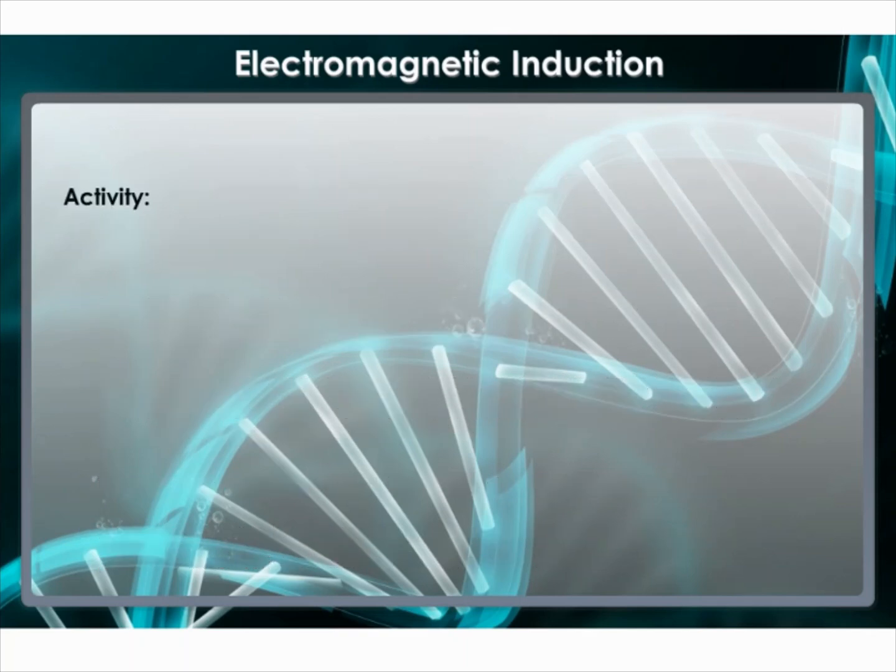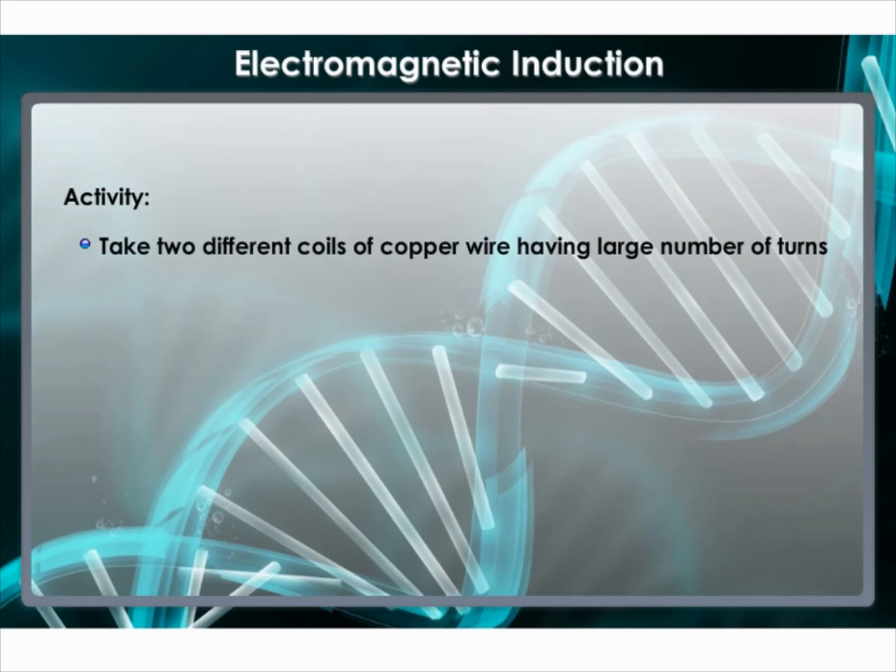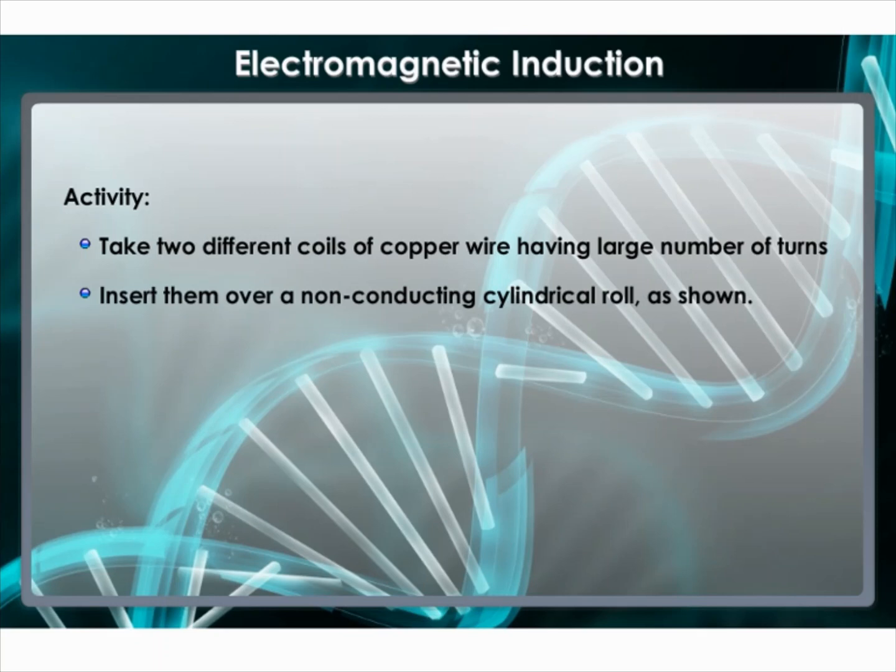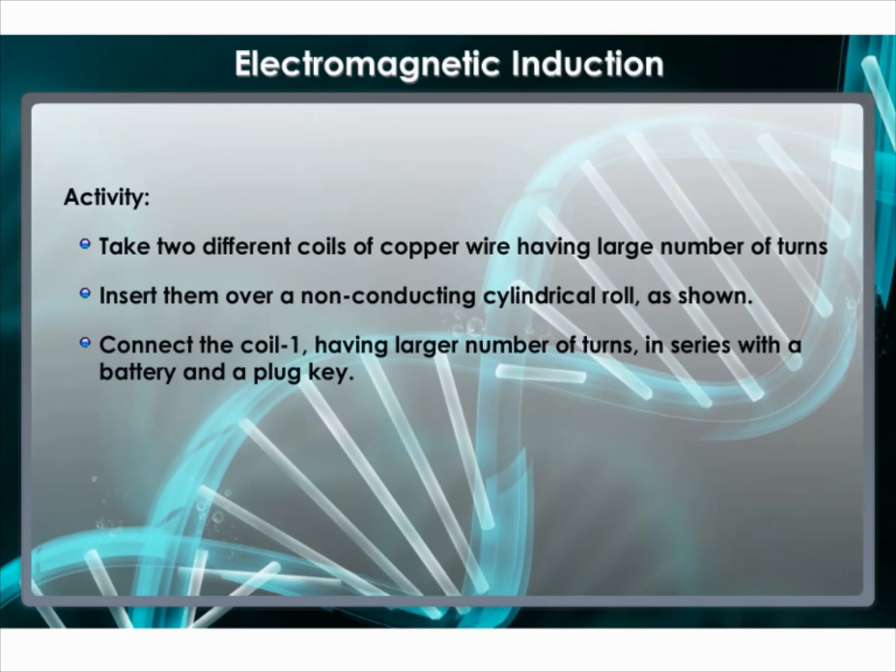Let's now perform a variation of the activity in which the moving magnet is replaced by a current-carrying coil, and the current in the coil can be varied. Take two different coils of copper wire having a large number of turns. Insert them over a non-conducting cylindrical roll as shown. Connect the coil 1, having larger number of turns, in series with a battery and a plug key. Also connect the other coil 2 with a galvanometer as shown.